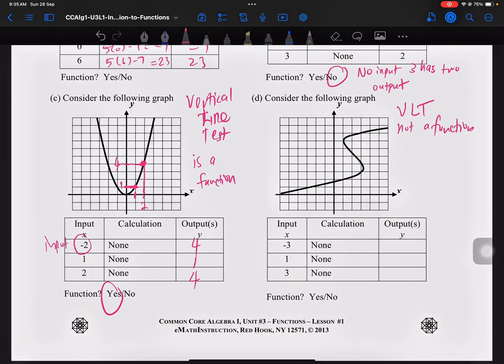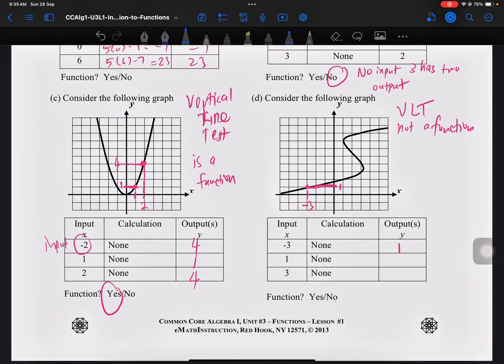Okay, so now I need to put in my input negative 3, but there is no formula here, instead they give us a graph, so I just read my graph. x equals negative 3 is here. I go up, and I will see my y value is 1. Next, x equals 1.